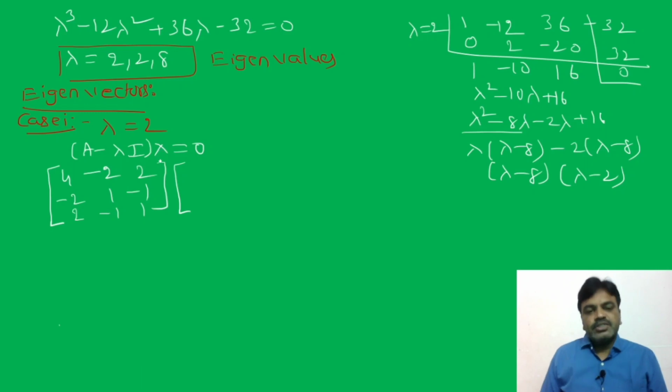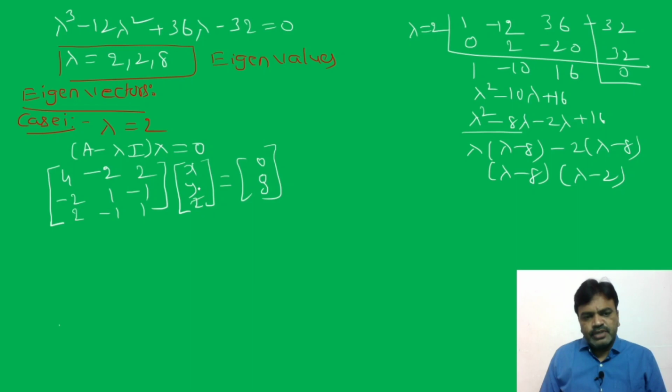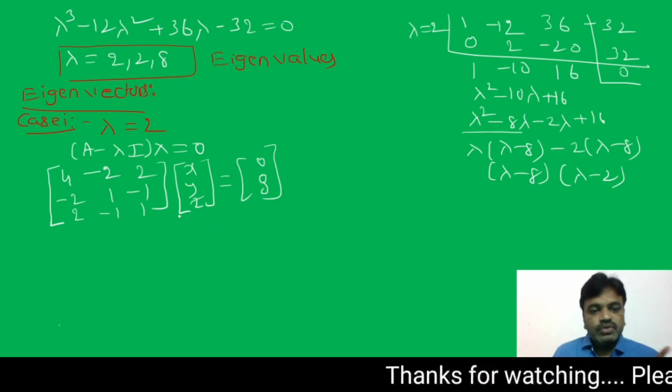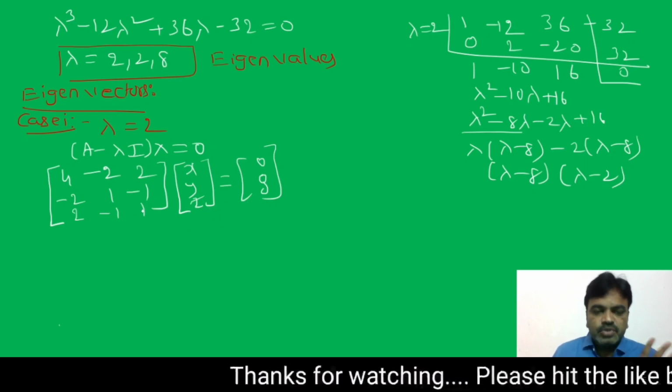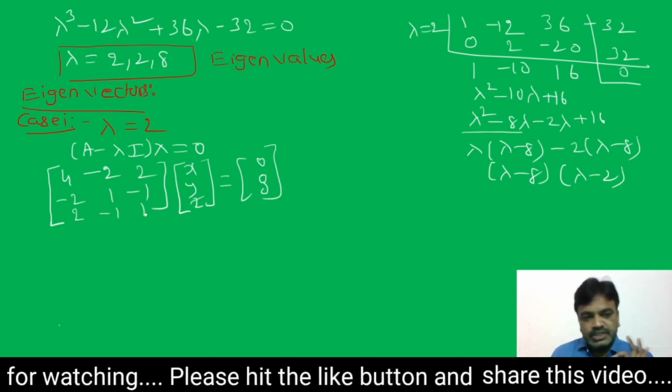So take X is x, y, z, that is equal to 0, 0, 0. We may also take capital X as x1, x2, x3. That is up to you, friends. Now this is a homogeneous equation. We have to reduce this matrix into echelon form by applying elementary row operations.